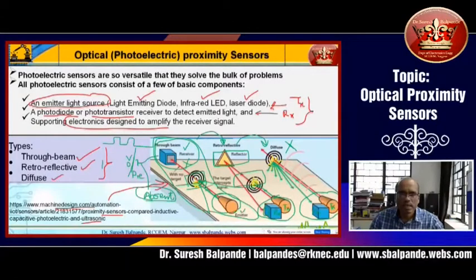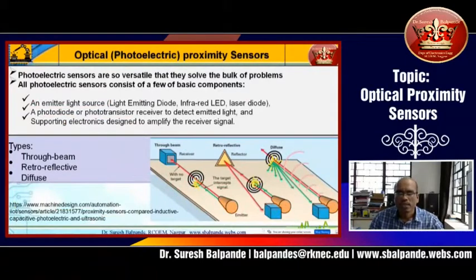You can see here, light beam has to cover how much distance? Only this much distance. This is x. Whereas in case of this retroreflective, light beam will travel from transmitter to reflector and again reflector to receiver. So that means the light is traveling 2x distance. Here the light is traveling x distance, here the light is traveling 2x distance. That means sensing range is half in this case. In this case, you will get the full sensing range.